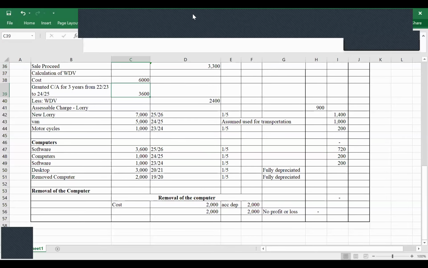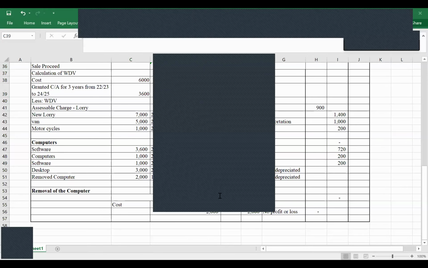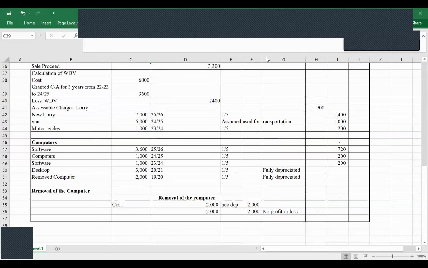Again, $3,600. Yeah, where is that one? Here, I think this one. 3006. You can see the formula.